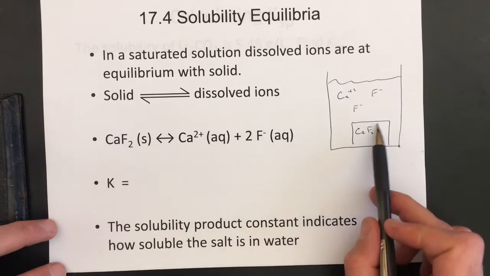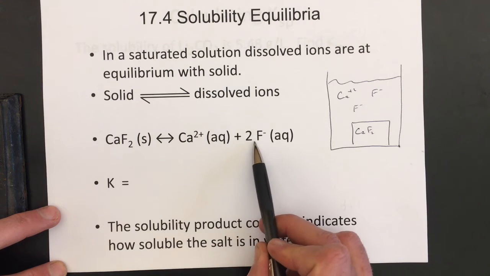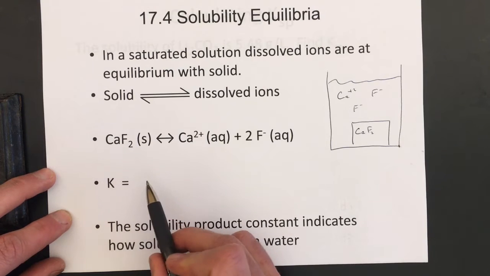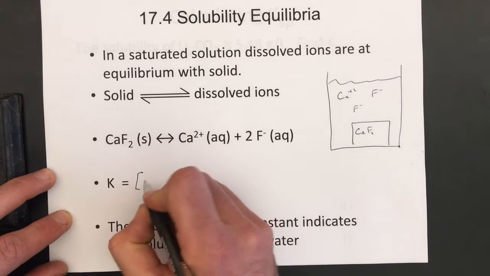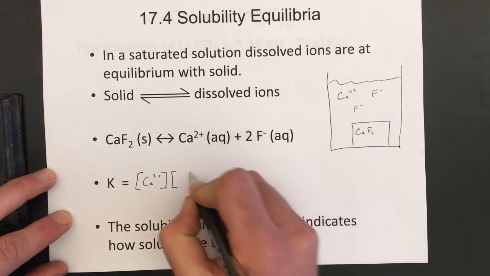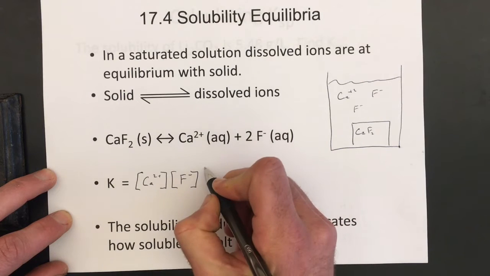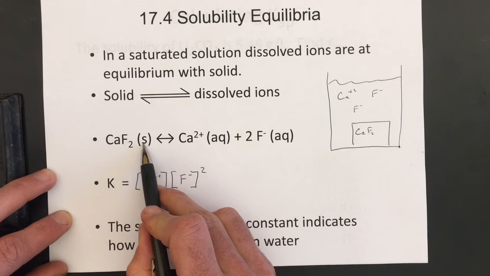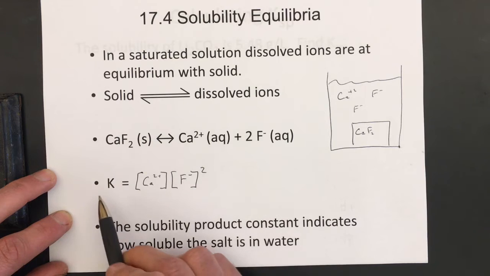So here's the equation for calcium fluoride. Calcium fluoride solid makes calcium ions that are aqueous and 2 fluoride ions that are aqueous. Since this is an equilibrium, we can write an equilibrium expression for it. So K is equal to, we always put our products on top, so the concentration of our products, calcium ions times fluoride ions. And since the fluoride ion has a coefficient of 2 in front, we'll square that. On the bottom, we don't need to include the reactant because it's a solid, and solids don't get included in equilibrium expressions.